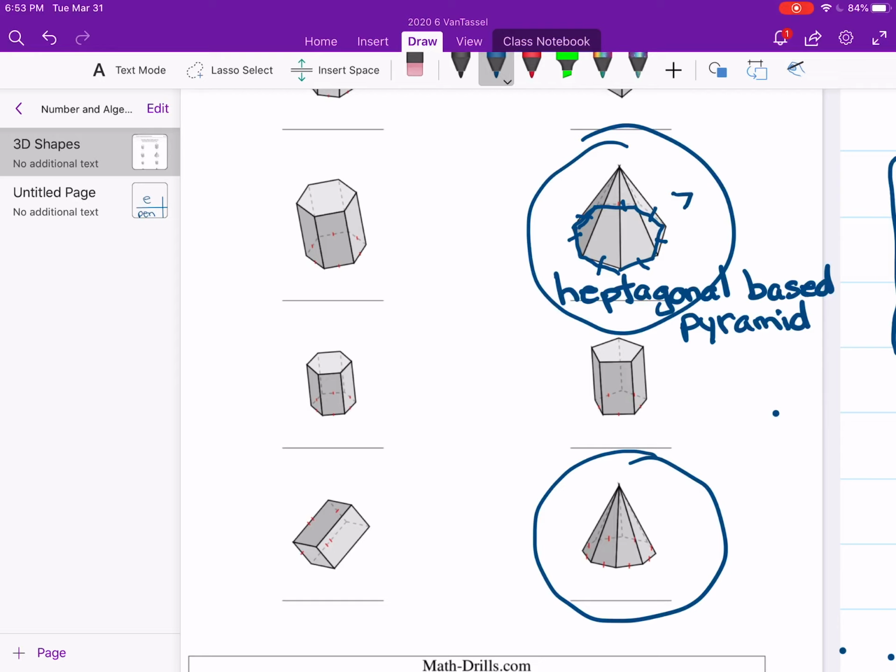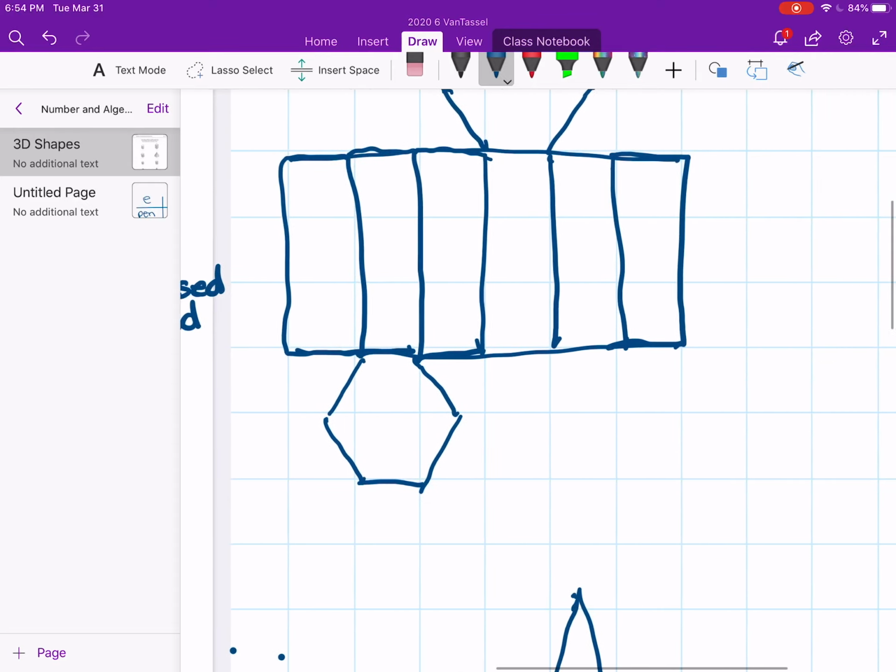And pyramids all have the one shape on the bottom, and then triangles coming up from each of the sides of the bottom. So this is going to have 7 triangles coming up from the bottom, 7 of them, because there's 7 sides on the base. If there was 3 sides on the bottom, the base, it'd be a triangular based pyramid, 3 sides, and then there'd be 3 more triangles coming up from the bottom.